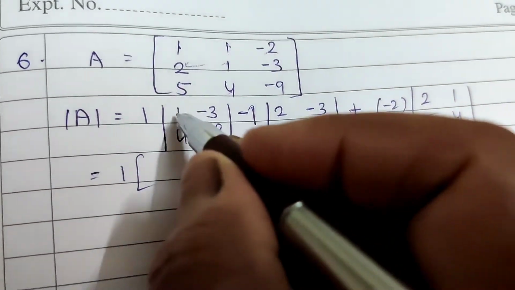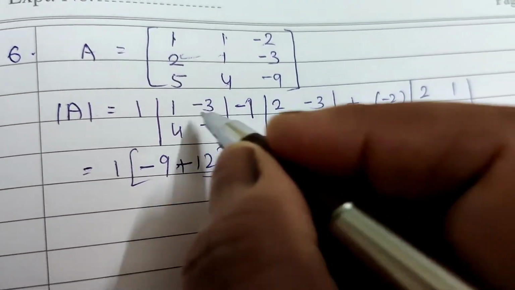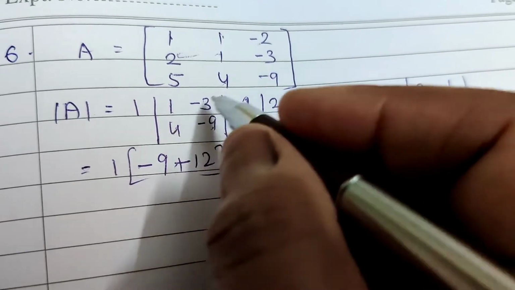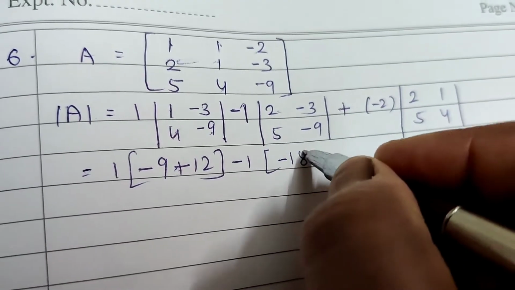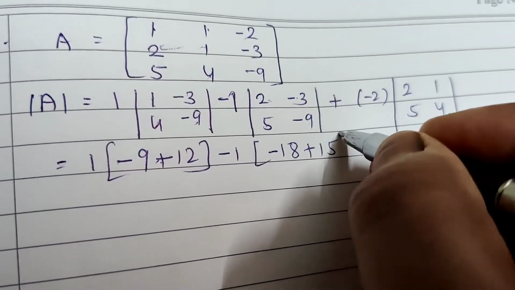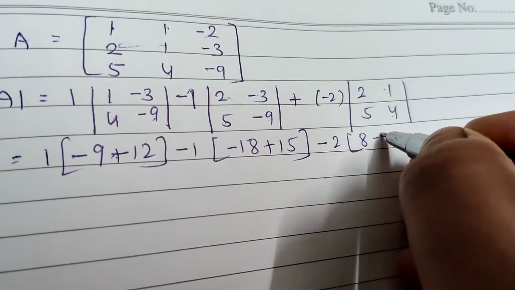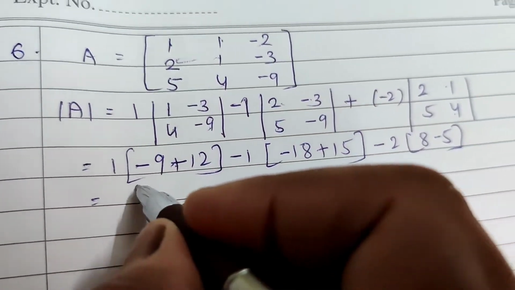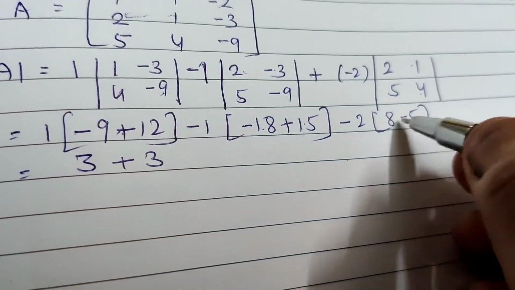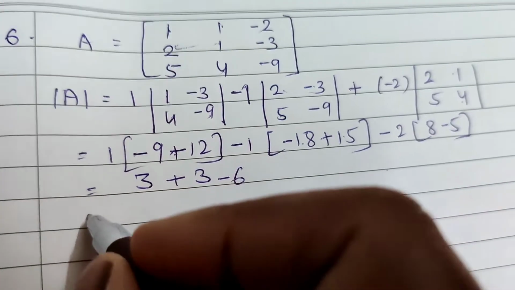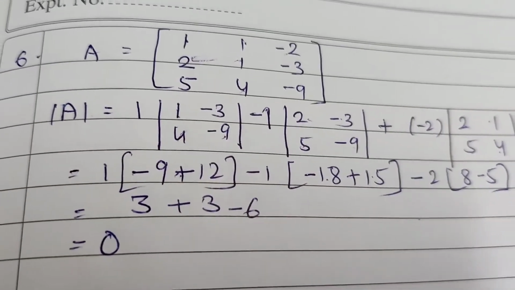Now the answer: 1 into minus 9, minus 12, minus already minus, plus 12. Same, 2 into minus 9, minus 18 and plus 15. Same, minus 2, 4 into 2, 8 minus 5. 3 minus 3, plus 3, and 8 minus 5, 3, 2 minus 6. 6 minus 6 equal to 0. The value of this determinant is 0.